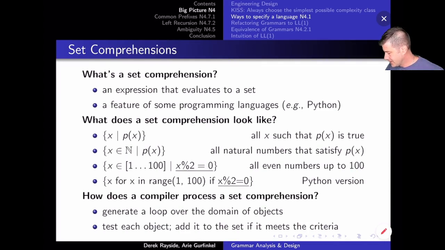And if you haven't seen this notation in math, you may have seen the same notation in Python instead. Set comprehension is a convenient way to write a set of things where the iteration is inside the set and is implicit.